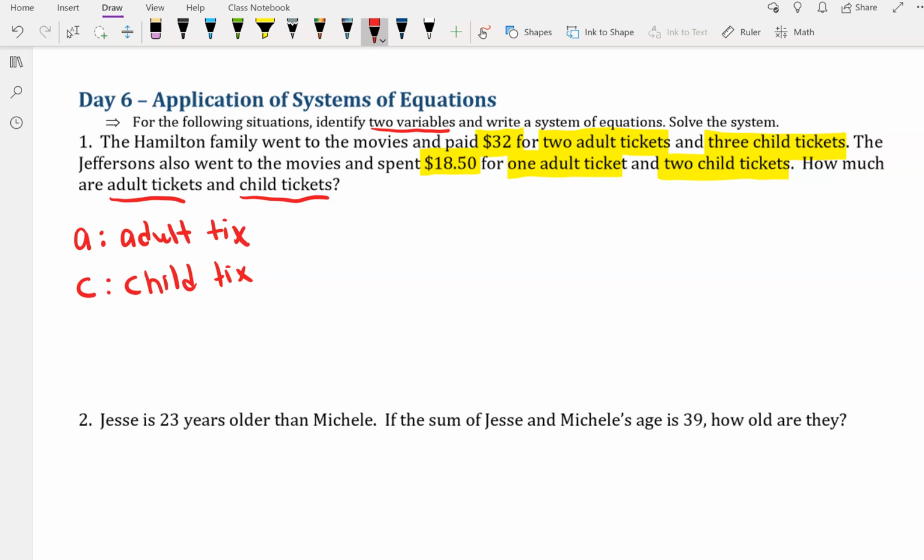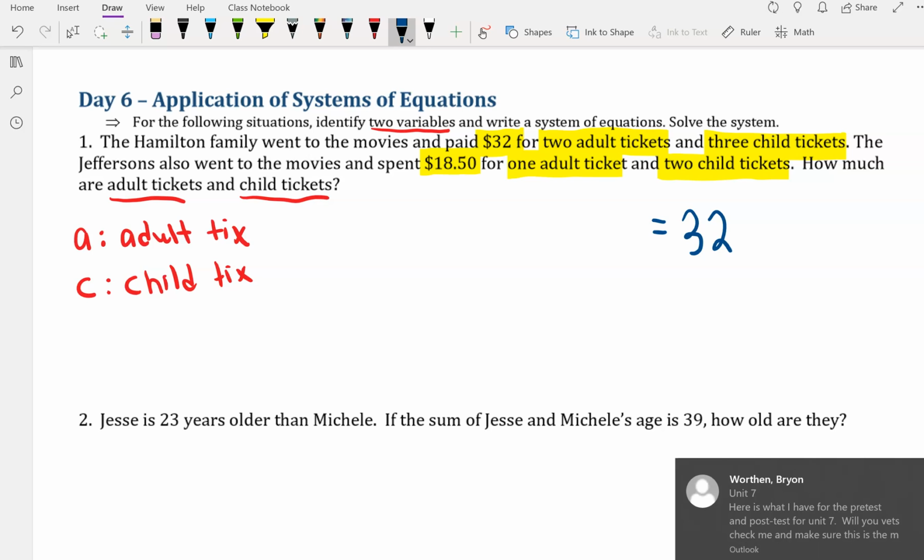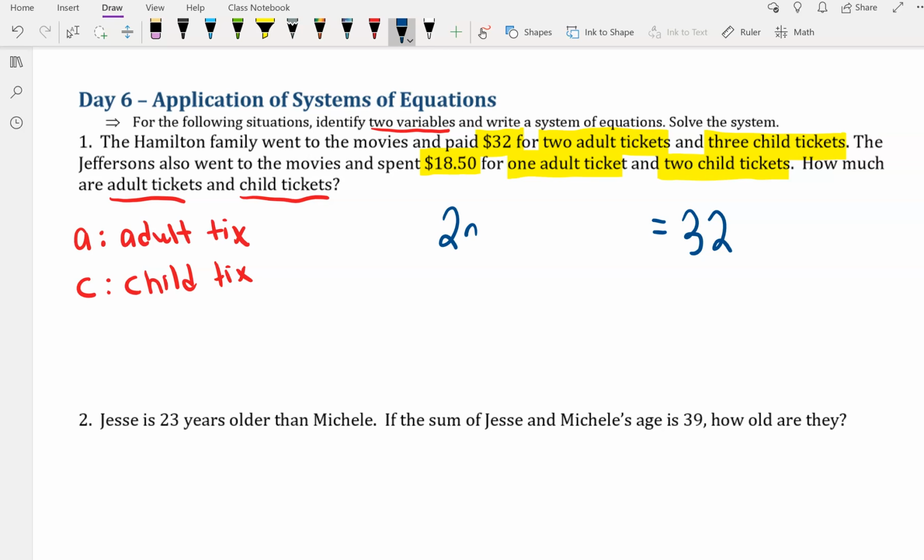The Hamilton family paid a total of $32. I usually like my totals to be on the right. It doesn't really matter, but that's my total, and it's going to be on the right side of the equation. And then that was for 2 adult tickets, so I'm going to write 2A. That means 2 times however much the adult tickets cost, plus 3 child tickets, and that cost a total of $32. So 2A + 3C = 32 is my first equation.